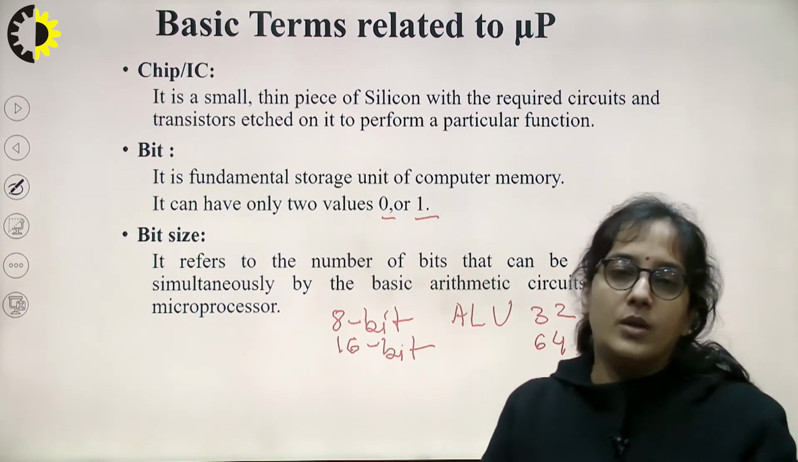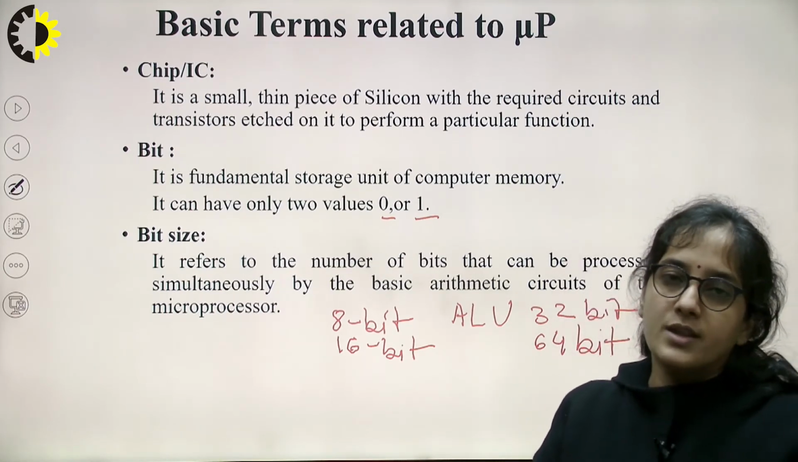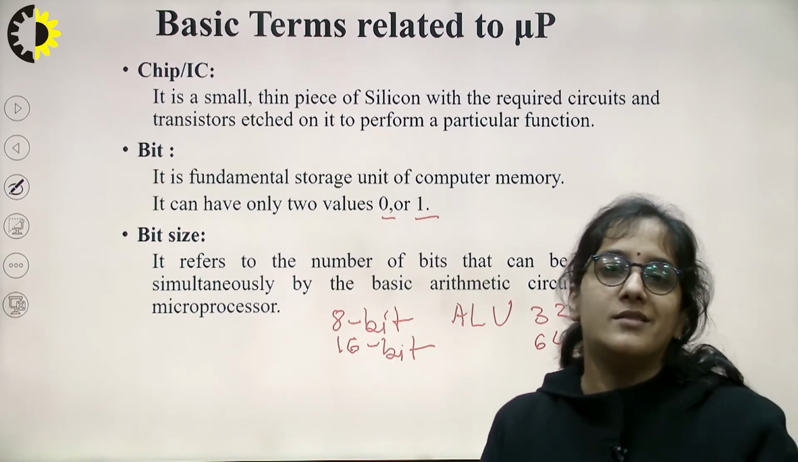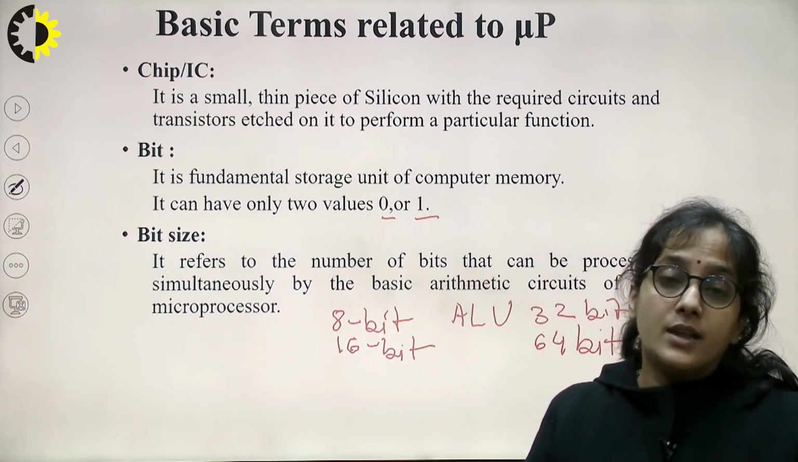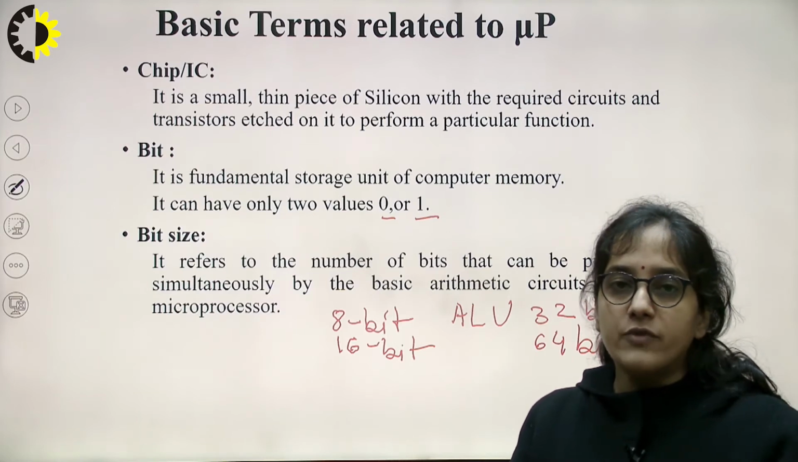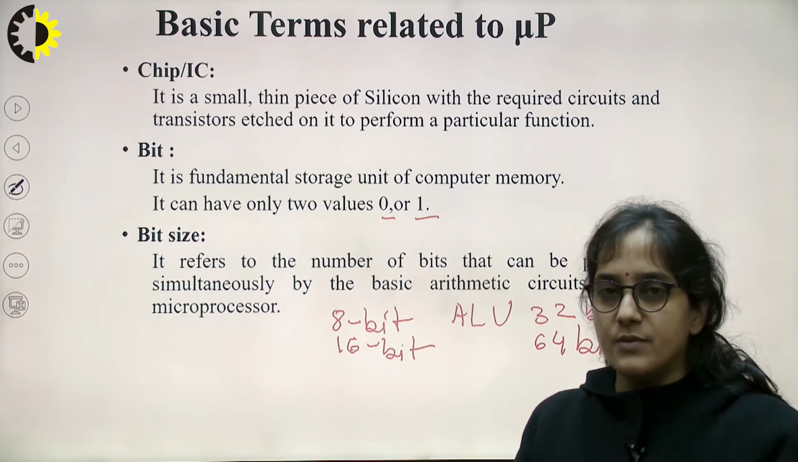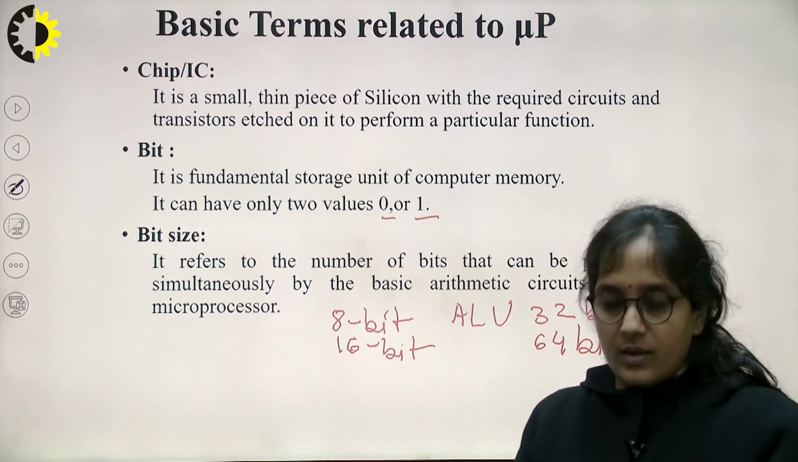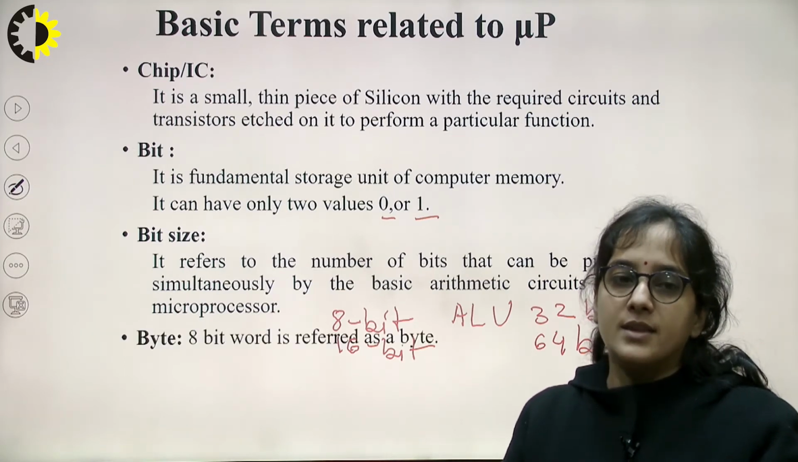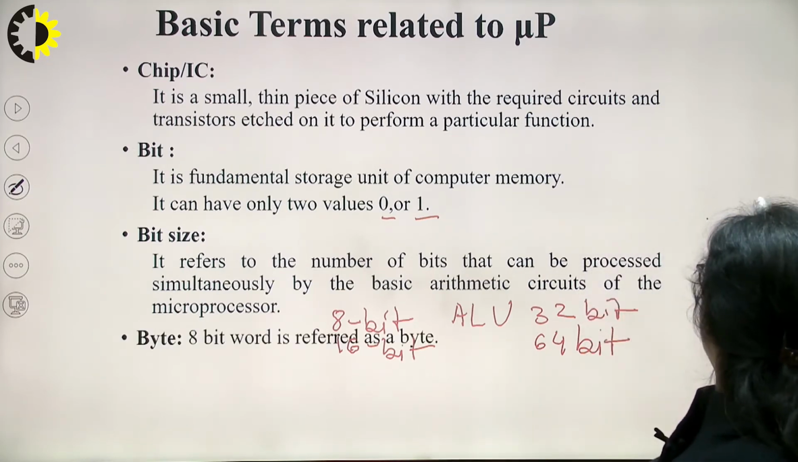Okay. Right now our system, our computer, has a 32-bit processor or a 64-bit processor, which means it is processing 64-bit data at a time. Okay. The next term is... I will clear it.